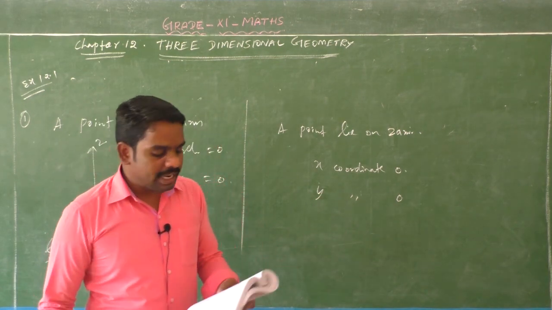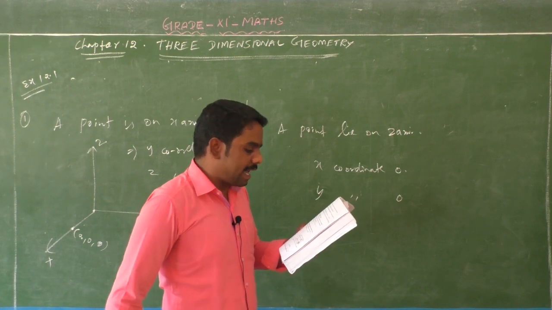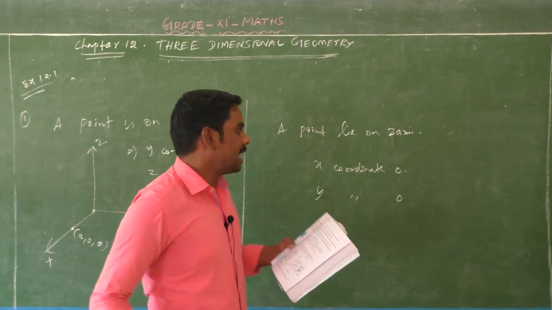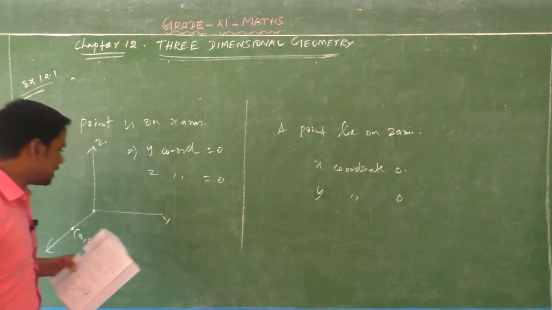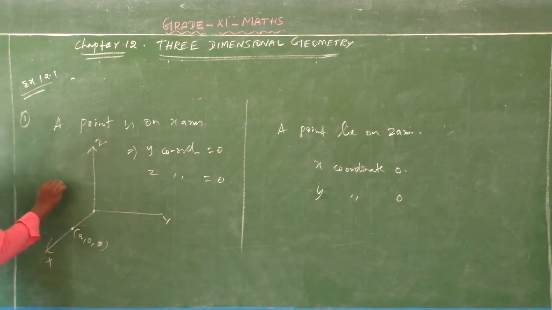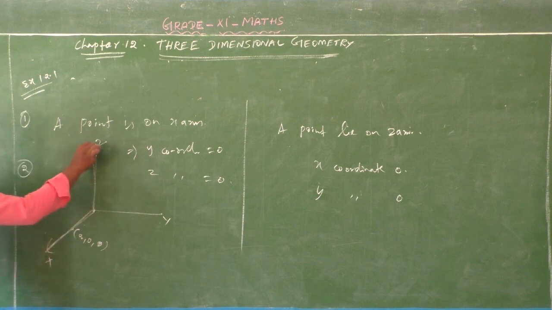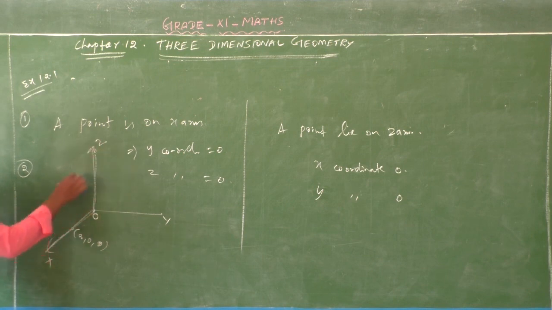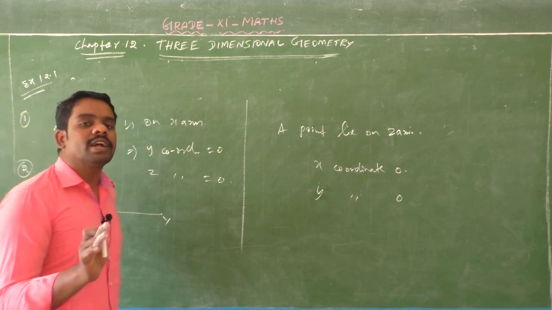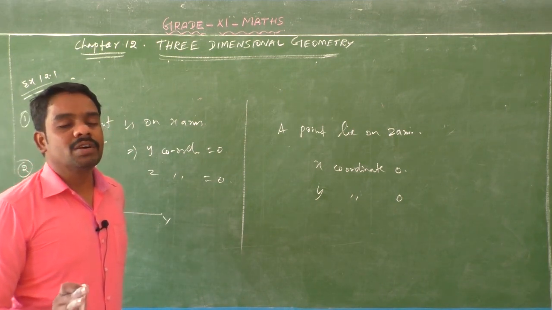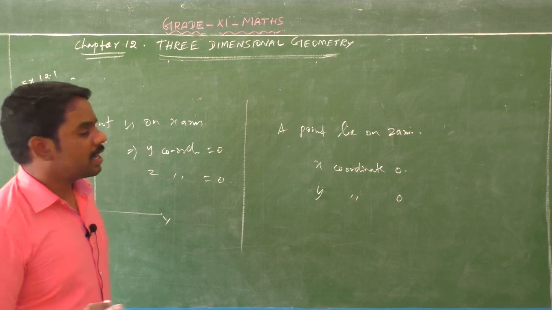Next, the second question: a point in the xz plane. A point lies in the xz plane. This is x, o, y, z. This is the xz plane. So for any point on this plane, the x coordinate value is non-zero and the z coordinate value is non-zero, but the y coordinate value is 0.